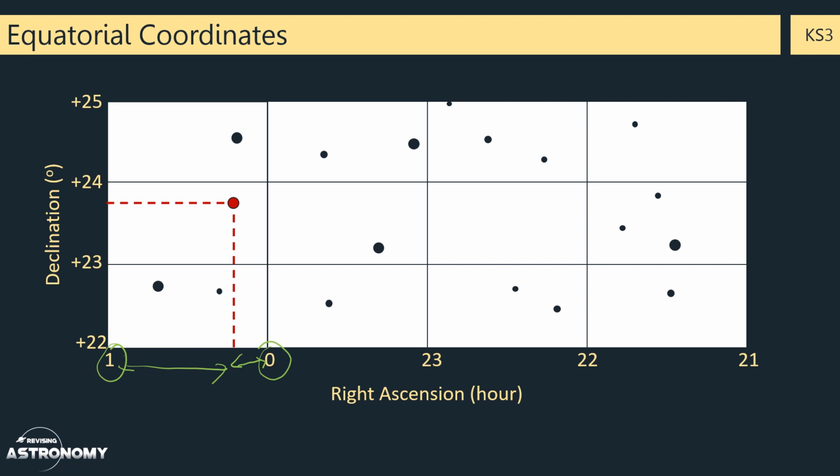When we look at our declination, again we can see that it's somewhere between 23 and 24 degrees, but it isn't directly in the middle. For declination we use minutes, and there are 60 minutes between 23 and 24 degrees. Again, I would say it's about 3/4 of the way up from 23, and so that would be 45 minutes. So we can say that it has a right ascension of 0 hours and 15 minutes and a declination of plus 23 degrees and 45 minutes.